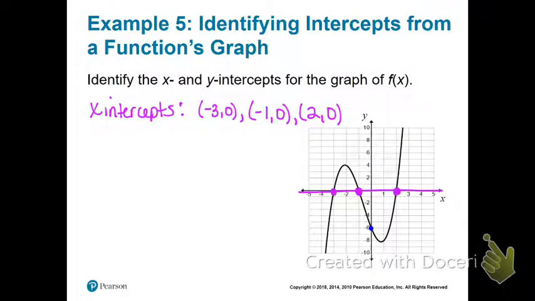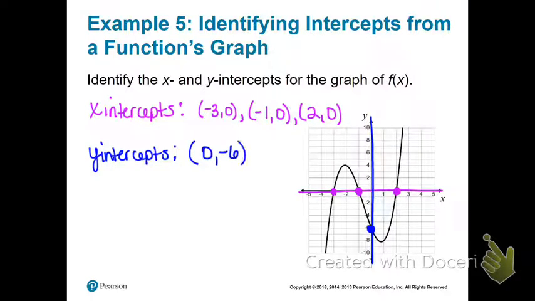Now for our y-intercepts, we're going to find our y-axis. Alright, so look at your y-axis. Does it cross the y-axis? It does right there when y is -6. So my ordered pair is going to be (0, -6). And so there's our x and y intercepts.